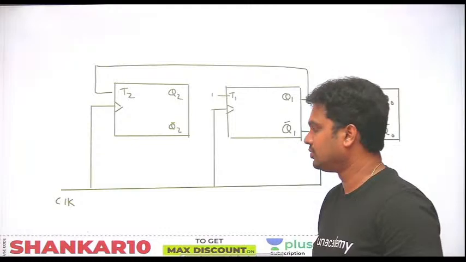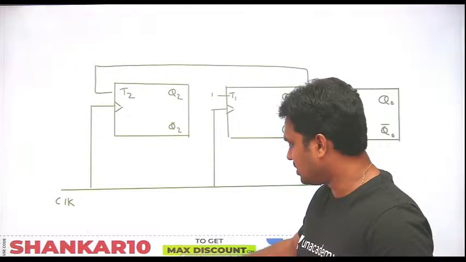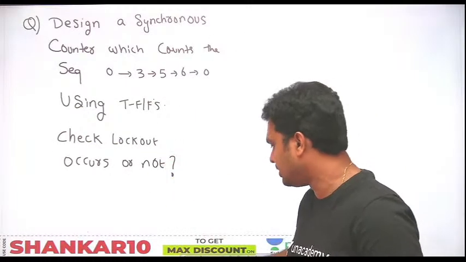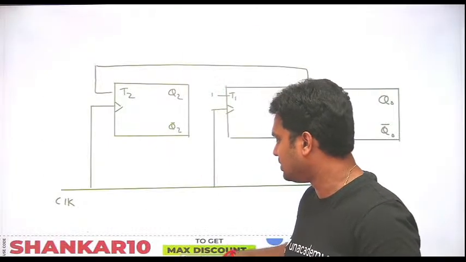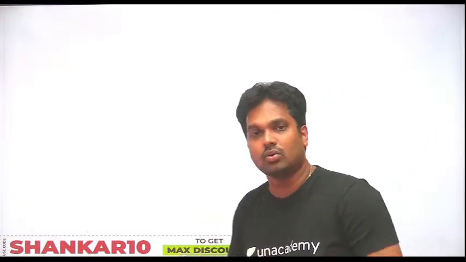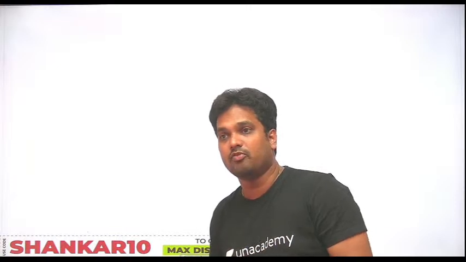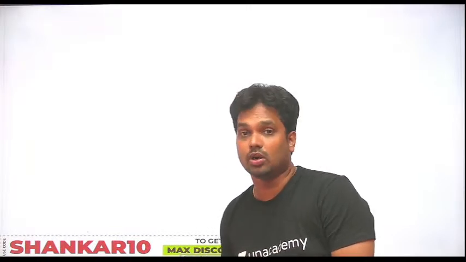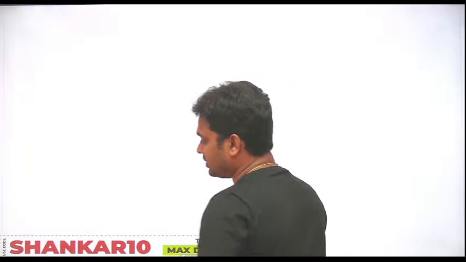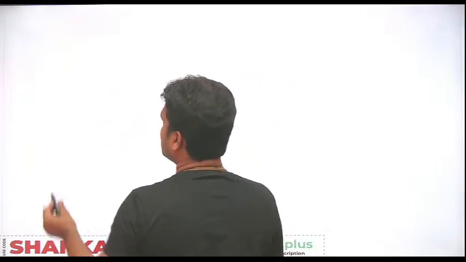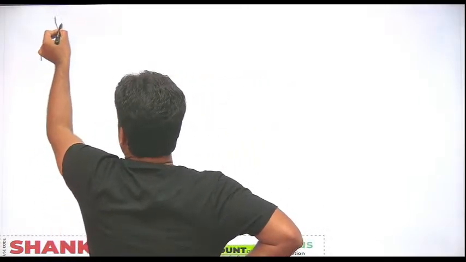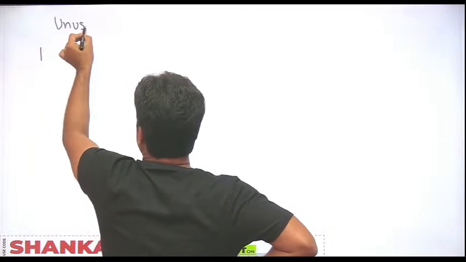Okay, so first part is done. How you are going to design is done. Second part is check the lockout condition. What is the meaning of lockout condition? We have designed the counter for 0, 3, 5, 6. If by chance 1, 2, 4, 7 occurs, what to do? That is what we call lockout condition checking. How to check it is, see here. You should check all unused states.